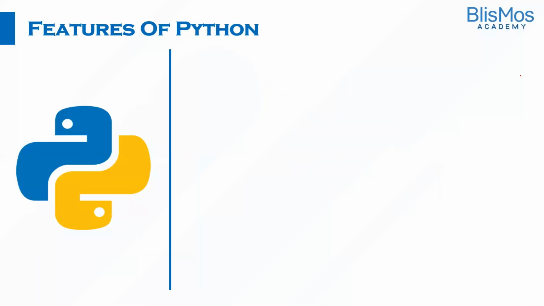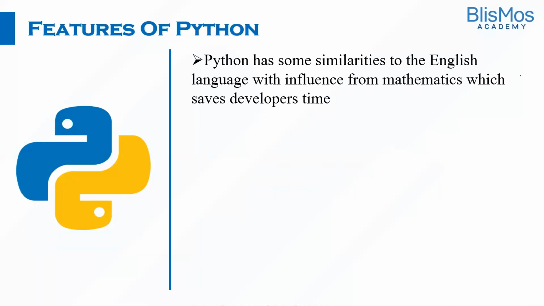What are the features of Python? Python is almost similar to the English language. There is a reason we say that, because if you look at other languages like Java or C or C++, they're very syntactical, which means if you just miss a semicolon, the code wouldn't run. But in Python, there are a lot of similarities to the English language, and obviously any programming language has a mathematics influence. Python also has an influence from mathematics.